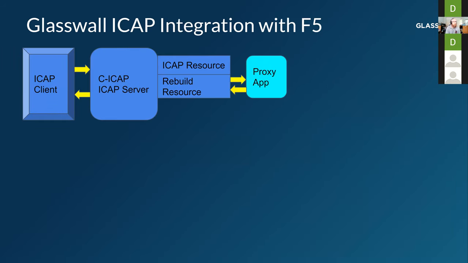So we're currently working with a company called F5, and we're plugging into one of their applications for a large project. This is pretty much summarizing the architecture. Their product runs as an ICAP client. It sits and handles all the internet traffic going in and out of a company. The traffic is routed through to the ICAP server that we're sitting in.